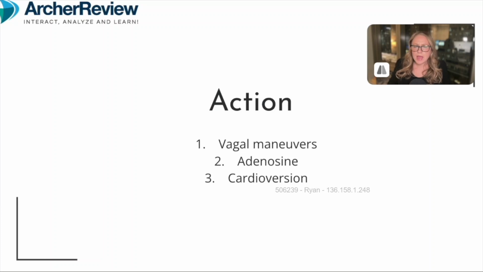Pause your video again and write down, how do you give adenosine? Rapid push with a good flush of normal saline, and we want to give it as close to the heart as possible. You only have a couple of seconds to get that medication from the syringe all the way to your client's heart. So rapid push of that adenosine.